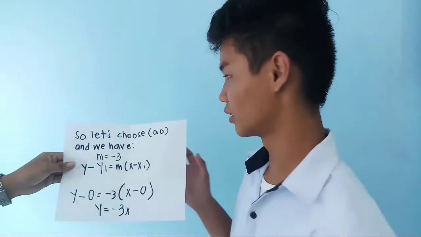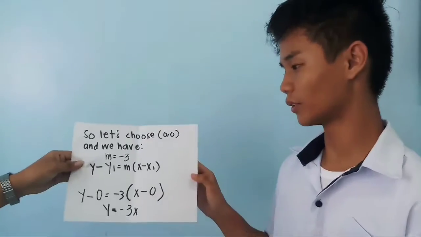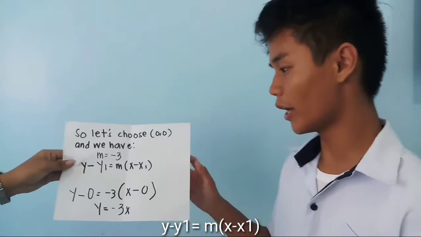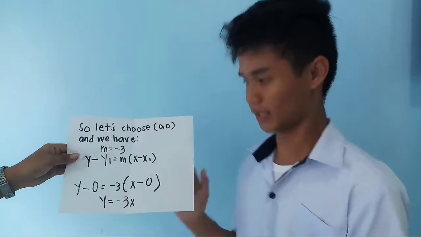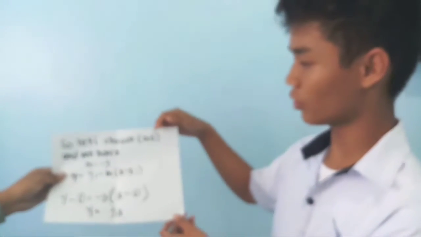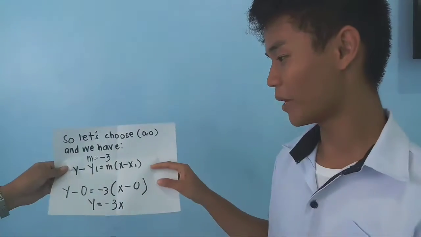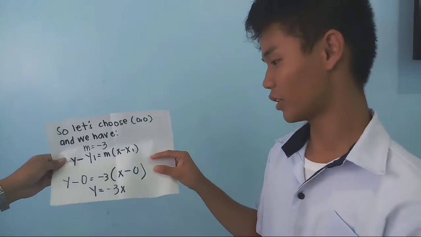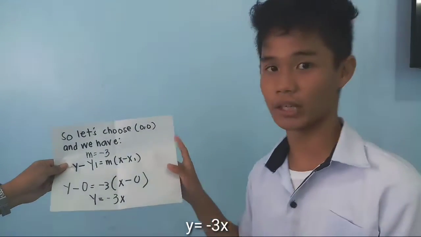Another example. Let's choose 0, 0, and we have slope negative 3. Point-slope form: y minus y sub 1 equals m times x minus x sub 1. We will substitute 0, 0 and negative 3 to the formula. y minus 0 equals negative 3 times x minus 0. So the answer will be y equals negative 3x.